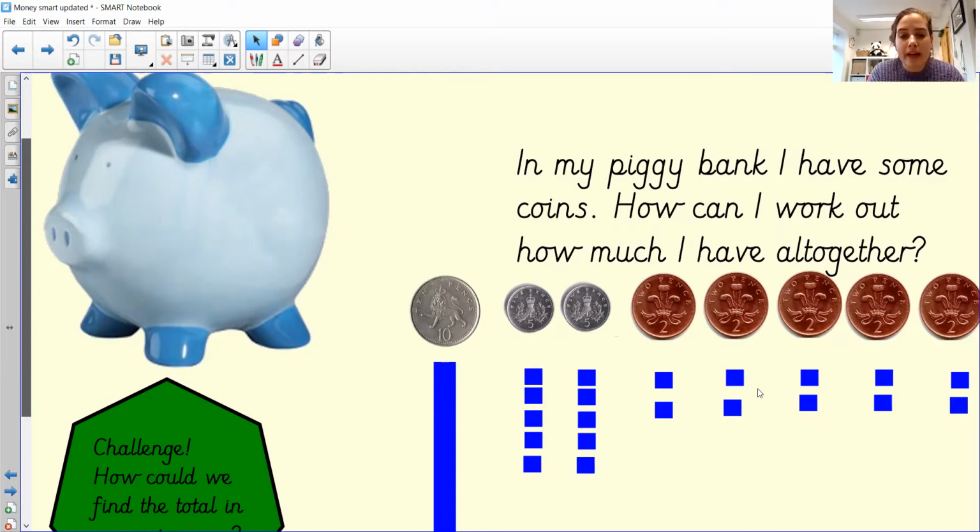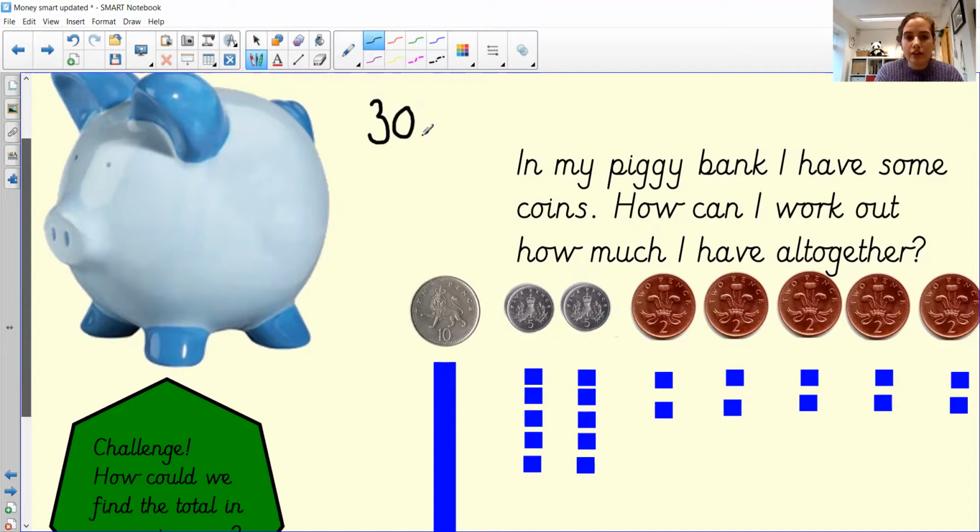So let's recap again. I've got 10. I've got 20, because double 5 is 10. And over here I had another 10. So I've got 30p altogether in my piggy bank. I've got 30p. Let's write that down. I wonder if anybody else guessed that.